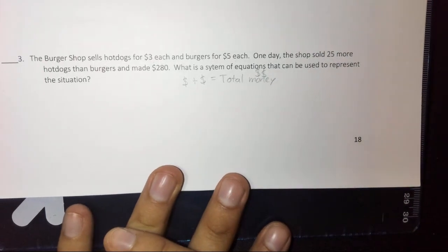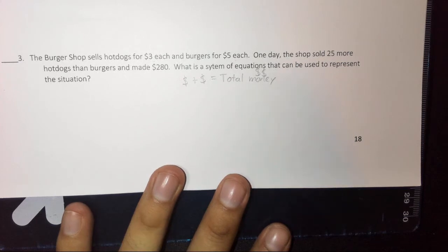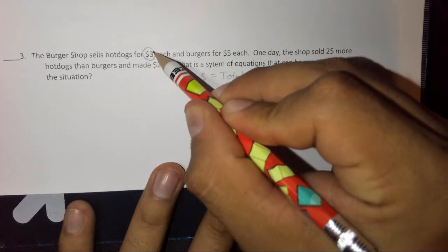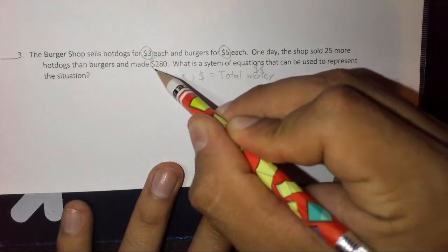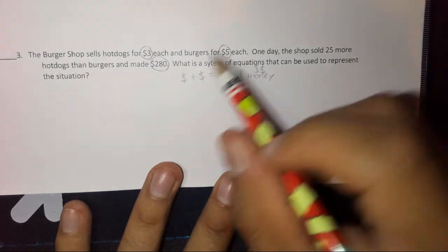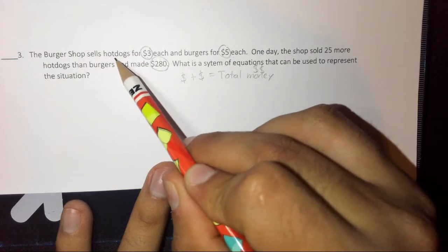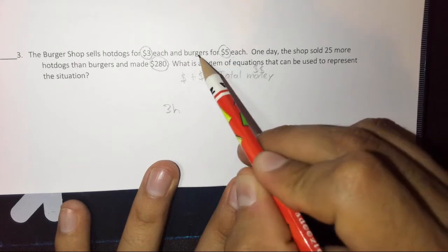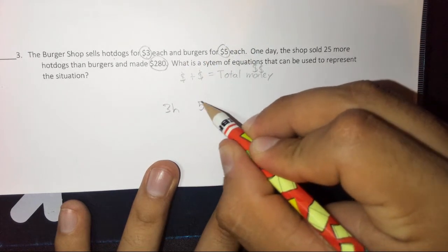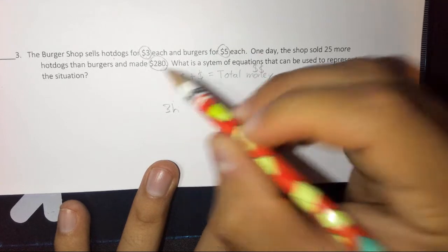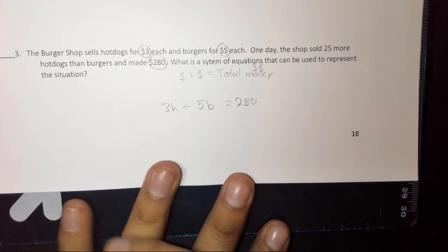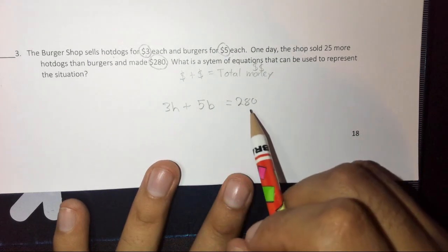All right, so money plus money equals total money. You always want to make sure that you're using the same unit for your equation. So here I can go ahead and circle my monies. So we have $3, $5, and $280. You notice how each of those has a money sign. Right, so $3 for what? $3 for hot dogs, so I'm going to do 3H. $5 for burgers, so 5B. And then that equals $280. And of course I'm adding these together. So $3 for hot dogs, $5 for burgers equals $280.